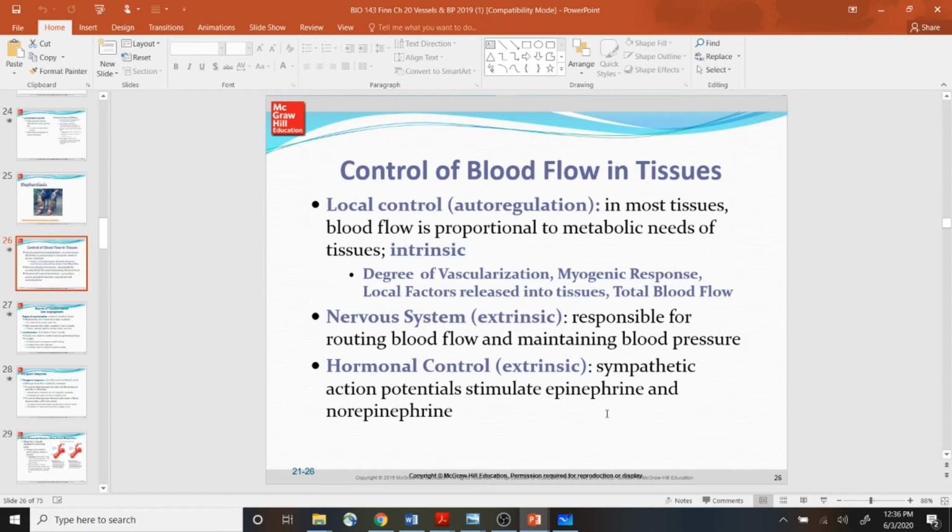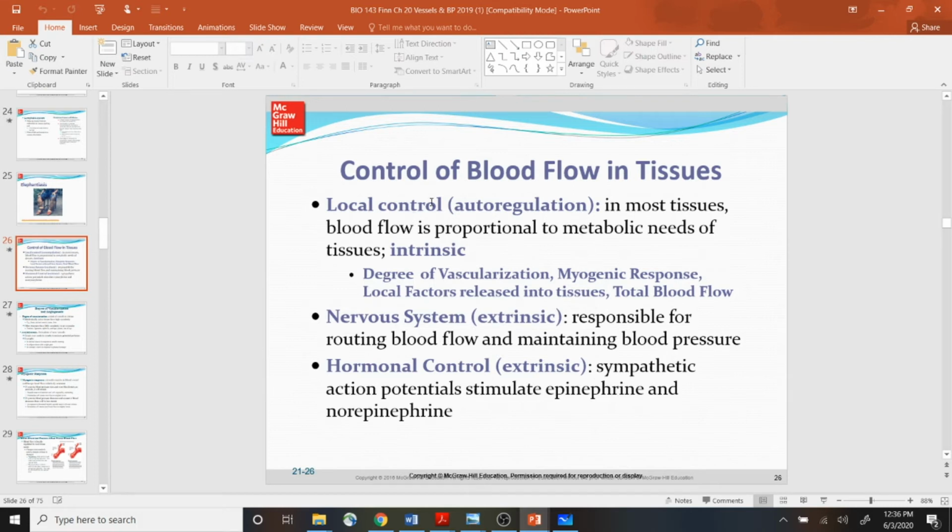There's also extrinsic factors that control blood flow in tissues, coming from the autonomic nervous system, sympathetic, parasympathetic, and we'll see, and coming from the hormonal portions of the sympathetic nervous system, epinephrine and norepinephrine. Those are outside factors, so we call them extrinsic factors.